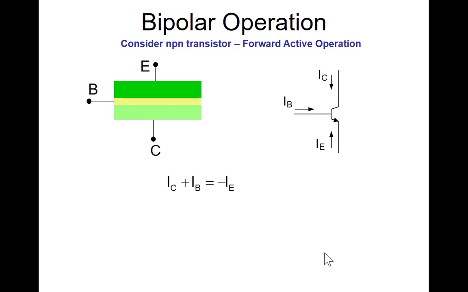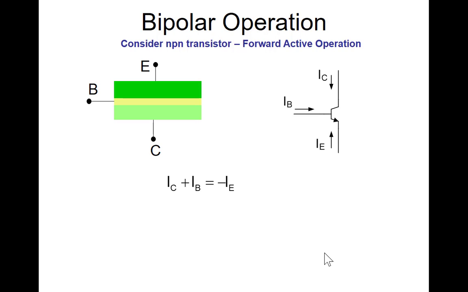If you look at the current in a three-terminal device, we know that the sum of the three currents has to be zero by Kirchhoff's current law. So we observe the collector current plus the base current is equal to negative the emitter current. When we're modeling the device, we have a choice of getting models for any two of those variables.